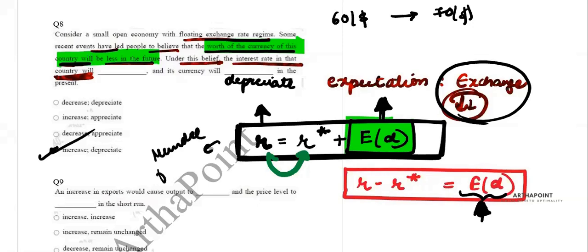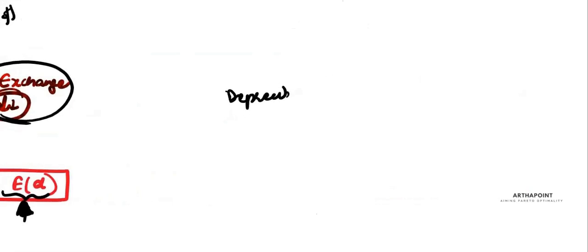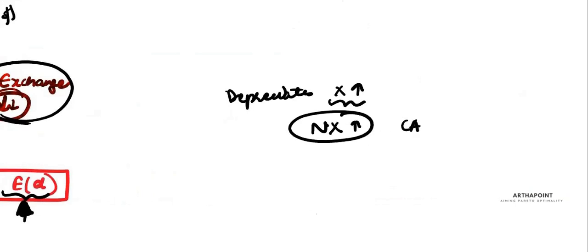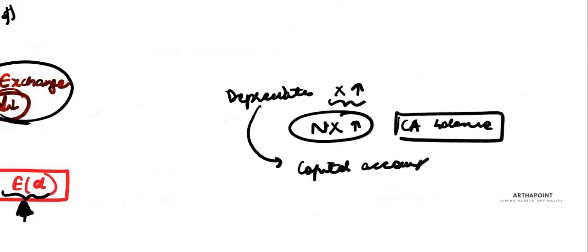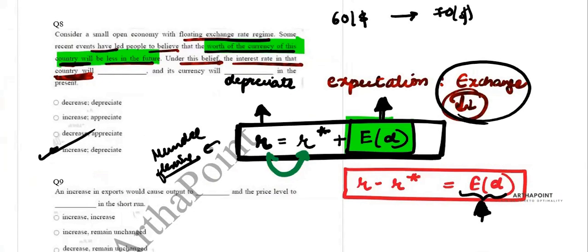So you should try and think about this. Whenever your currency depreciates, your exports will increase. Whenever your exports increase, your net exports are increasing. Your current account balance will improve. Accordingly, your capital account is always accumulating. So whenever your current account balance improves, the interest rate in the economy will go ahead and increase under these expectations. Now let's go to the next question.